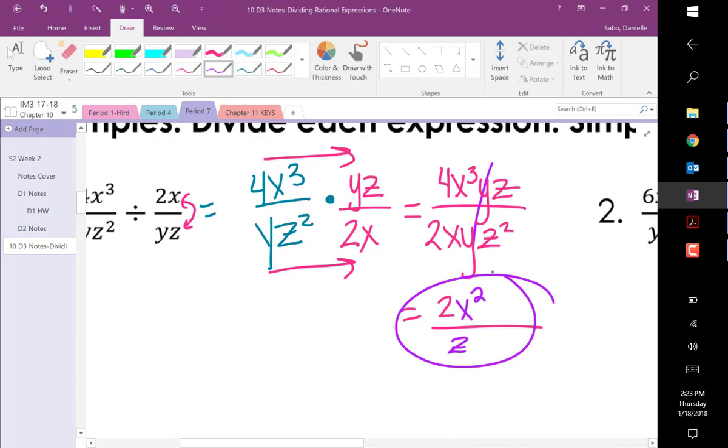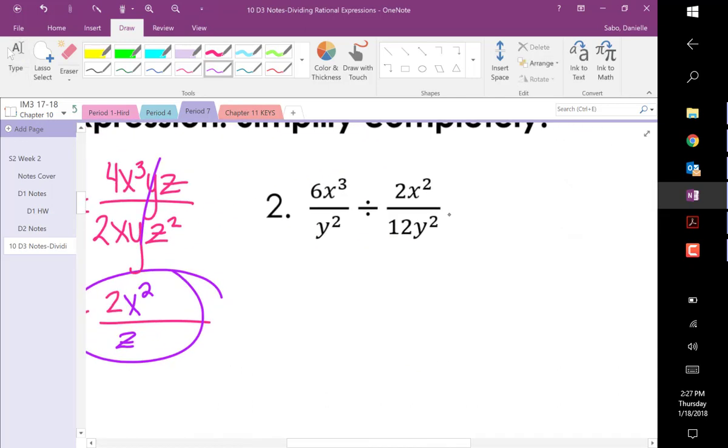Go ahead and try 2 because they're identical to number 1. Try to follow the same steps that I just did. The first step was to change and then flip. Keep, change, flip. KFC, but the C's in the middle. Keep, change, flip. I'll go over it now.